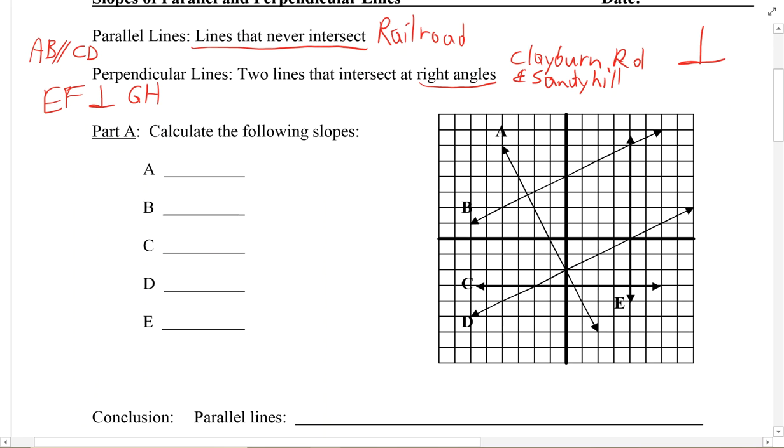So let's find the slopes real quickly of lines A, B, C, D, and E. Go for it. Find those 5 slopes. You guys should be experts because we just did this.